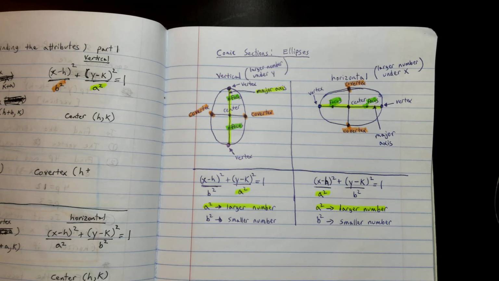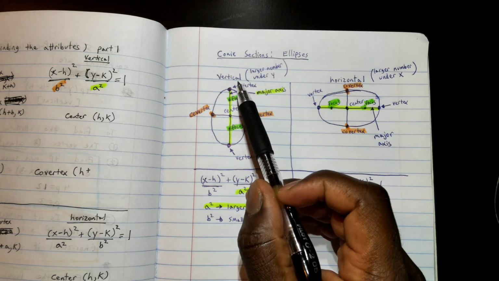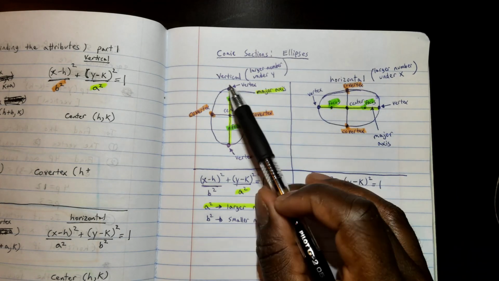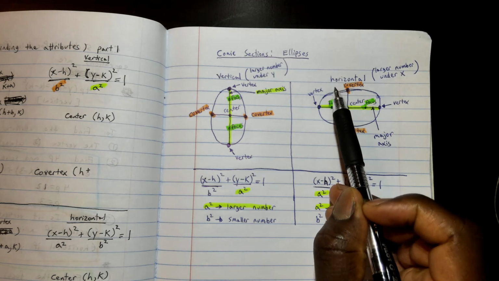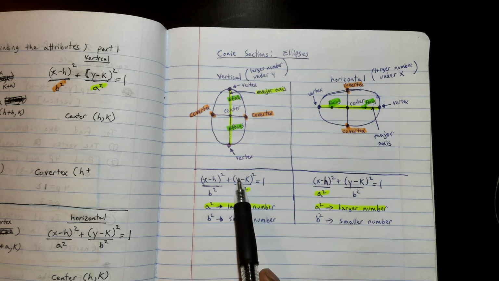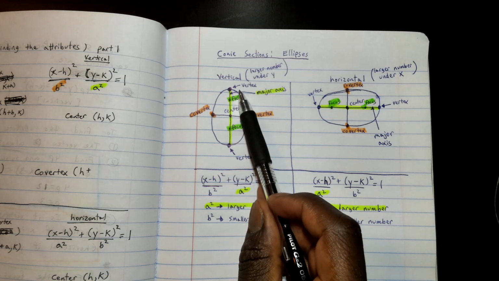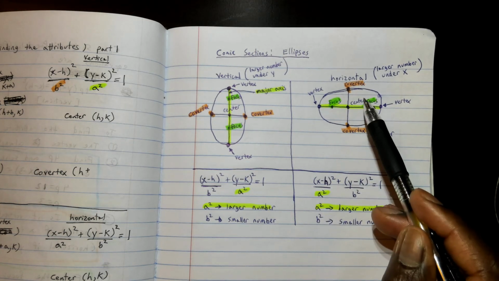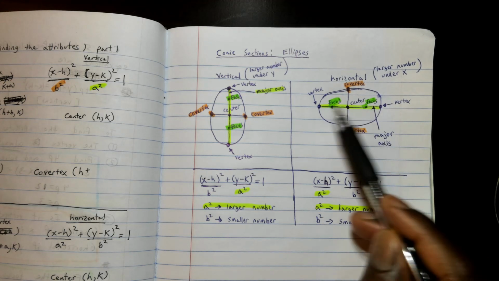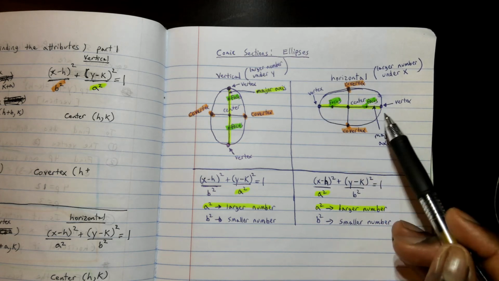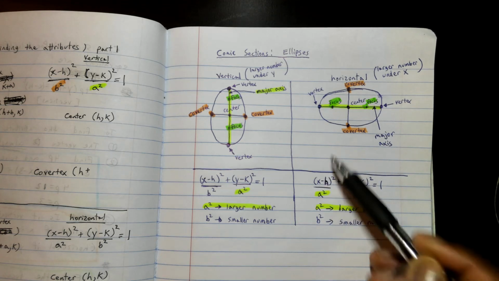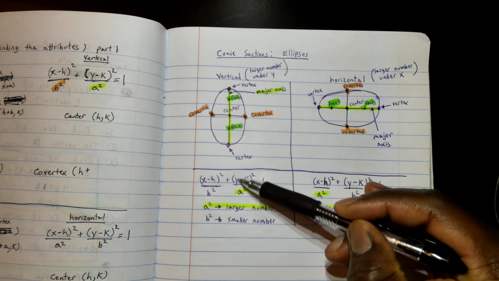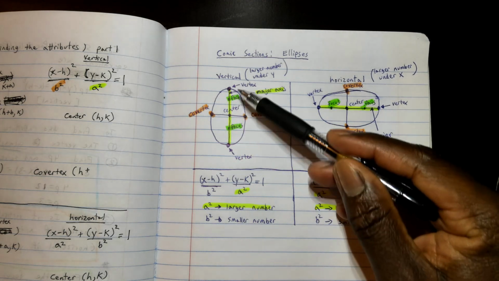So let's summarize everything. We know that an ellipse is either vertical or horizontal, and depending on where the larger denominator is, that's what's going to tell you if it's vertical or horizontal. If the larger denominator is underneath the y, then that's going to give us something that's vertical. If the larger denominator is underneath the x, then that's going to give us something that is horizontal. So it's basically going to go the same way that we know everything goes. So x is horizontal because the x-axis goes left to right. Y is vertical because the y-axis goes up and down.